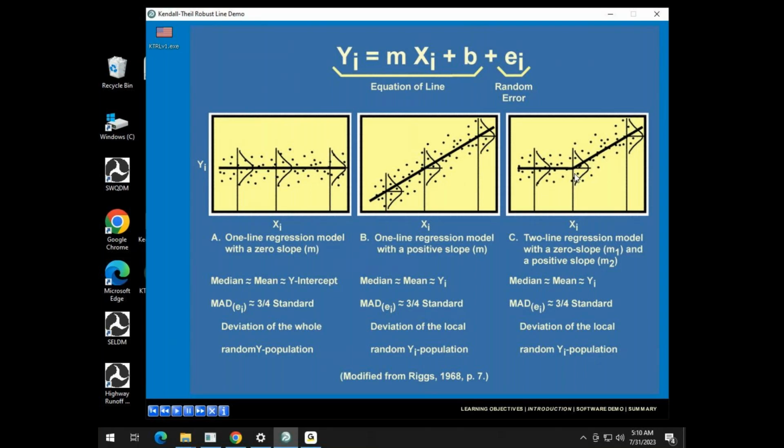Graph C illustrates the scenario described by O'Connor, with a zero slope in the lower range of x values and a non-zero slope in the upper range of x values. In this case, the population of residuals for each segment has a different median and median absolute deviation value.